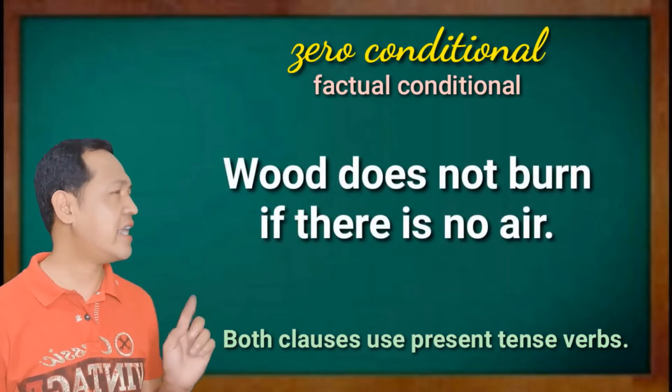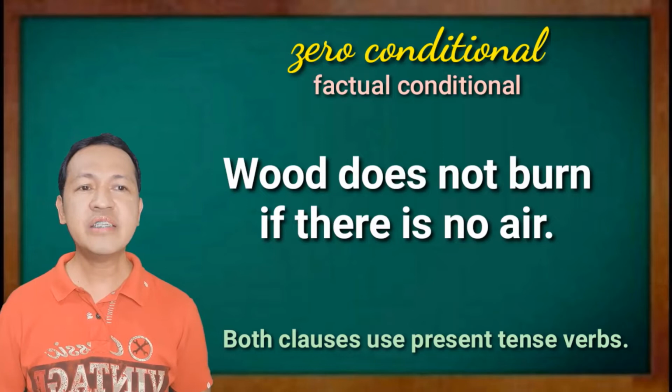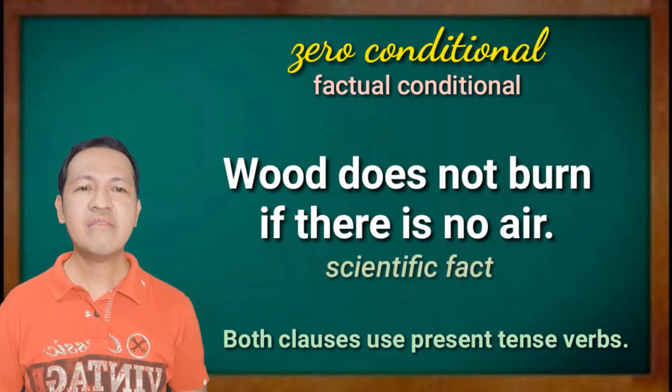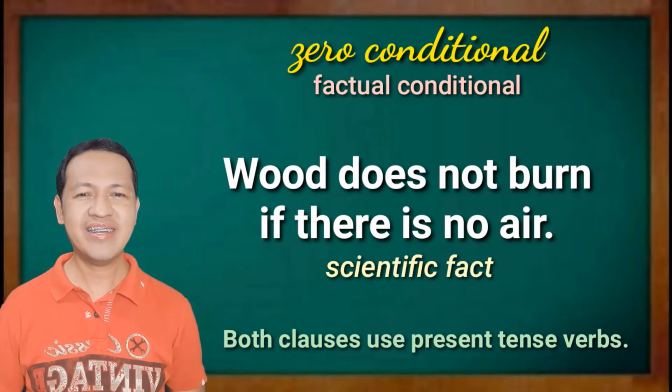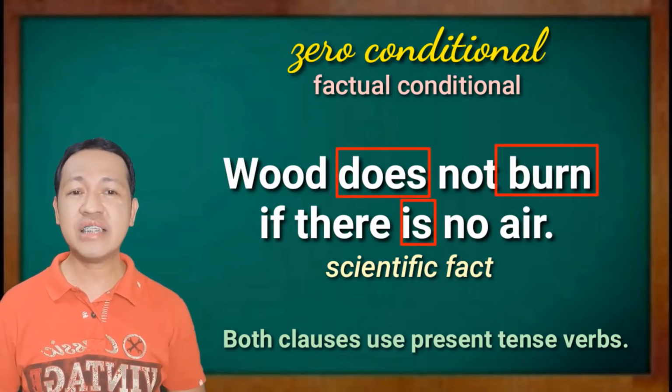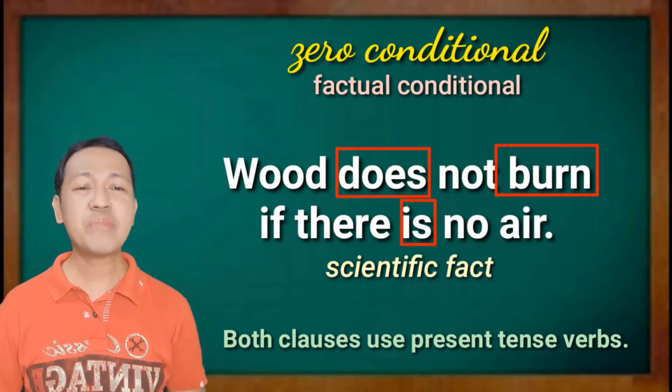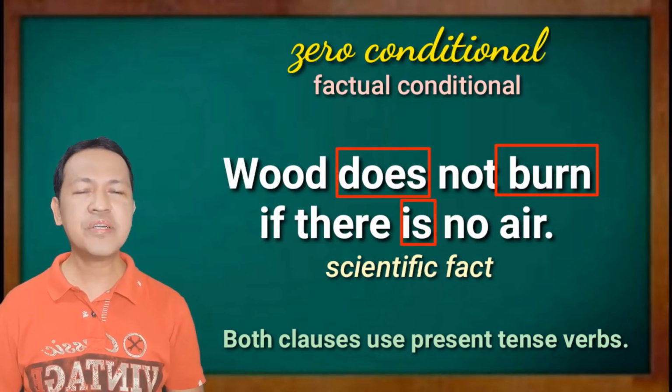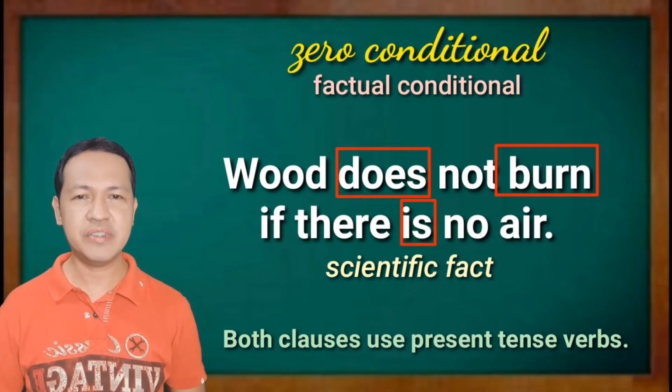Let's have this next example. Wood does not burn if there is no air. This is another scientific fact. Wood needs air in order to burn. No air, no fire. Notice the verbs in the if clause and the main clause. They're both present tense verbs. Does burn and is are present tense verbs.